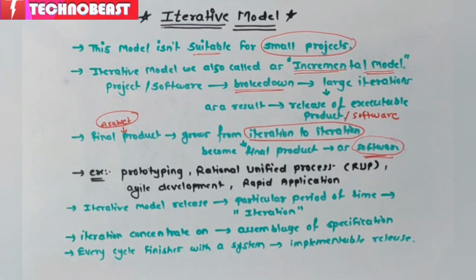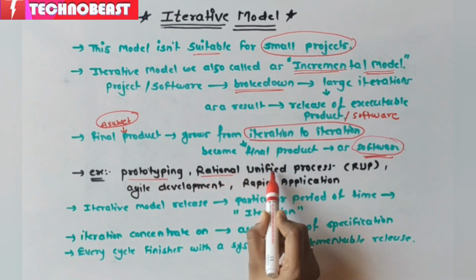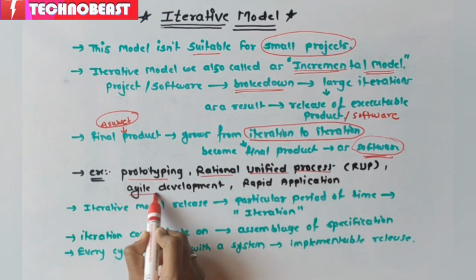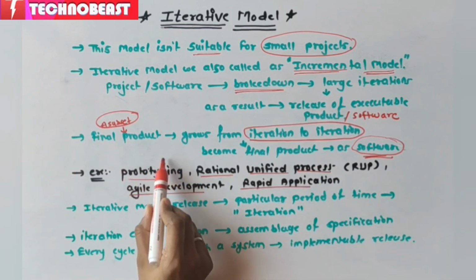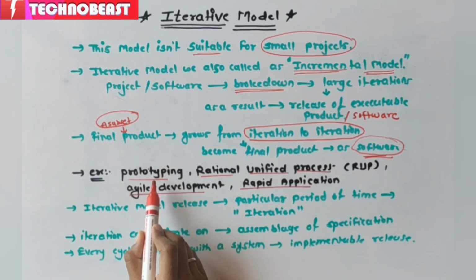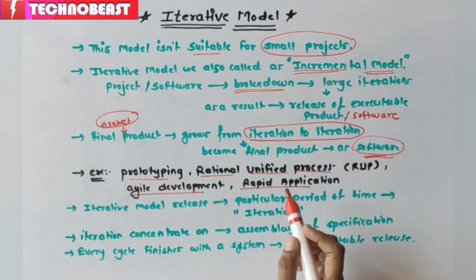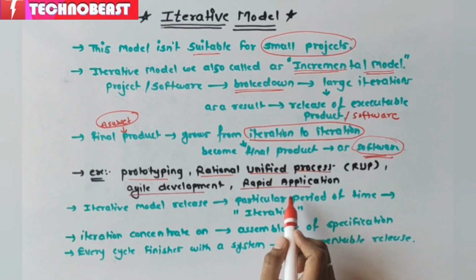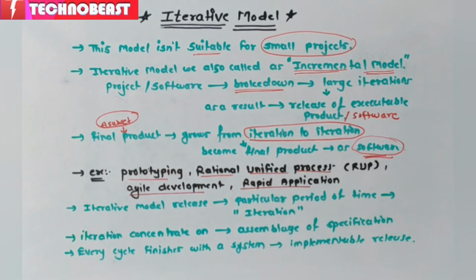Okay, we can take some examples like prototyping, rational unified process, agile development, rapid application development. We already saw the prototyping model, right? In our next videos, we're going to see agile development and the rapid application model, so you will understand more there. Okay. So these are the examples we consider inside the iterative model as an incremental model, we can say that, right?